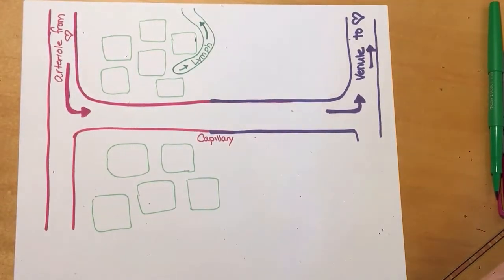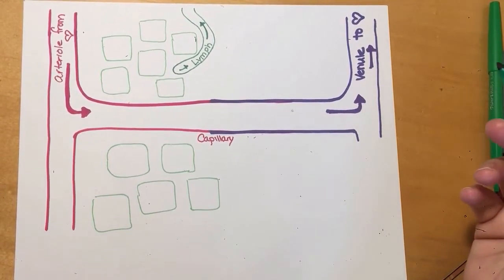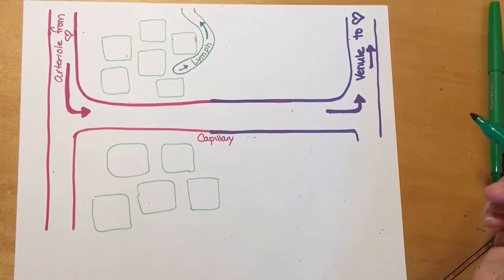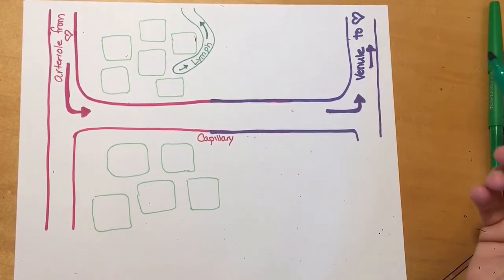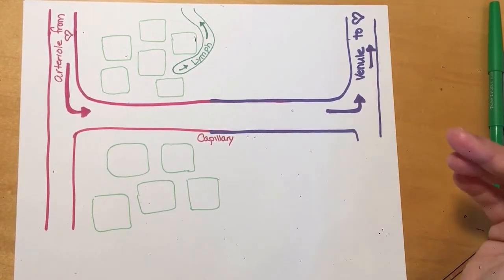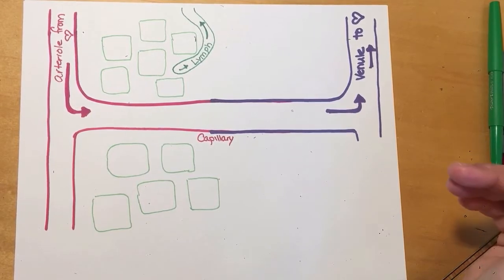Hey everybody, today we're going to be talking about capillary exchange. And capillary exchange is just a fancy way of saying getting stuff out of the blood and getting stuff back into the blood. So we know that the blood carries oxygen and CO2 and it carries nutrients and all the things that we're interested in getting to our cells. So how do we get it out of the blood and to our cells?